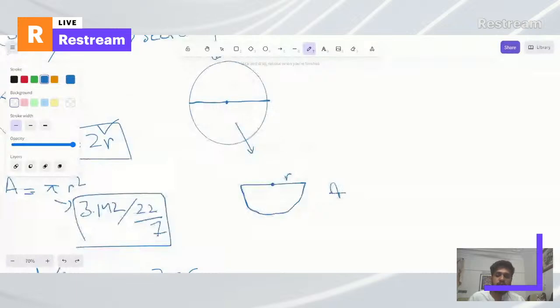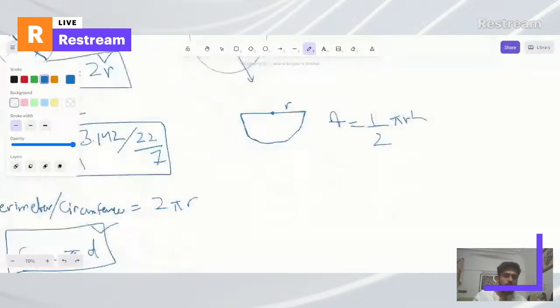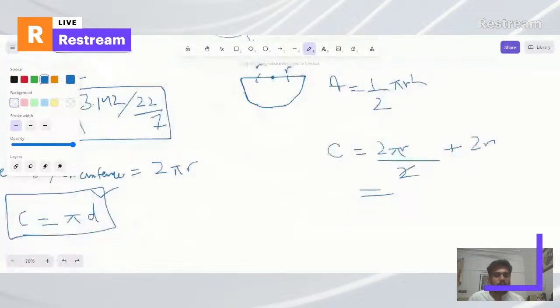So the area, which was pi r square for a circle, is going to be half pi r square, right? The circumference, which was 2 pi r, is going to be half as well. So 2 pi r divided by 2, plus it has some new features. It has 2 times the radius as well, so it has 2r as well, right? So it's going to be pi r plus 2r.